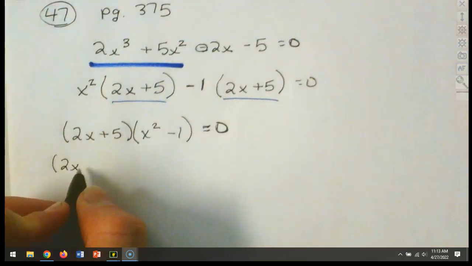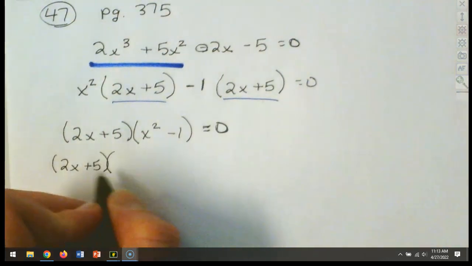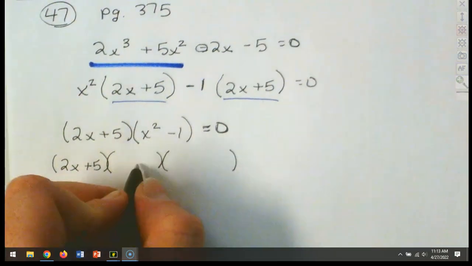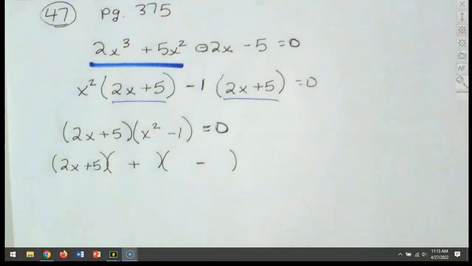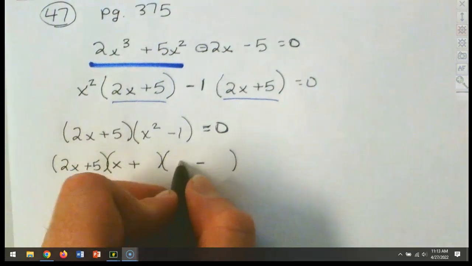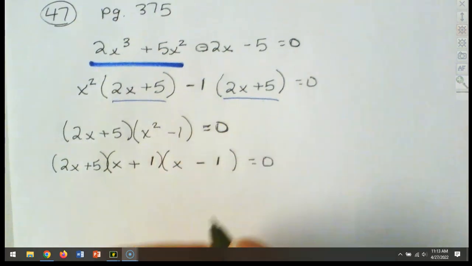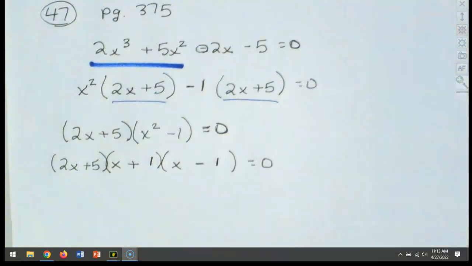So we've got 2x plus 5. That's done. X squared minus 1 is going to break up into plus and minus. It's a difference of squares, x and x, 1 and 1. So that's what it should look like when it has been completely factored. So this is completely factored.